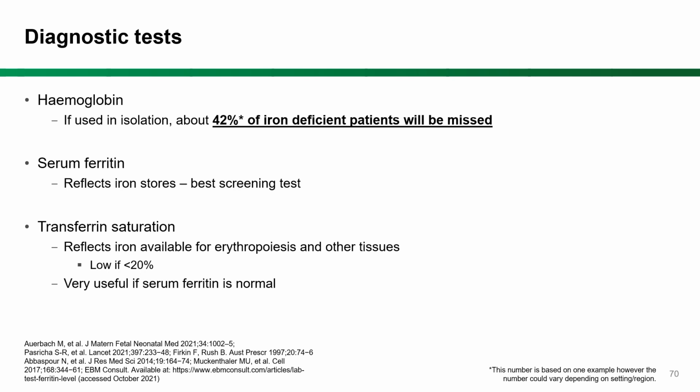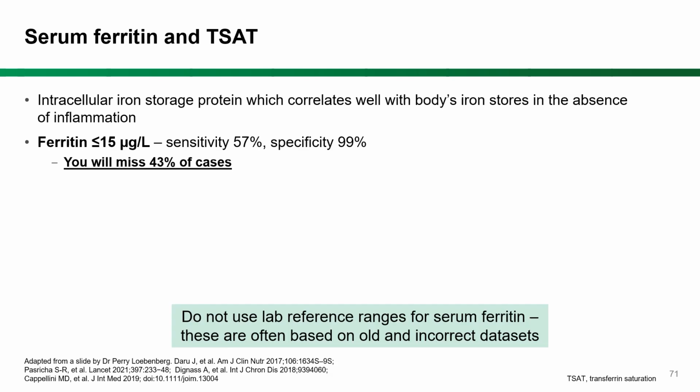And sometimes you need complete iron studies, such as transferrin saturation, also to make sure that the patient doesn't have iron deficiency, even if the ferritin appears to be normal. So this brings us to serum ferritin and how to use it.